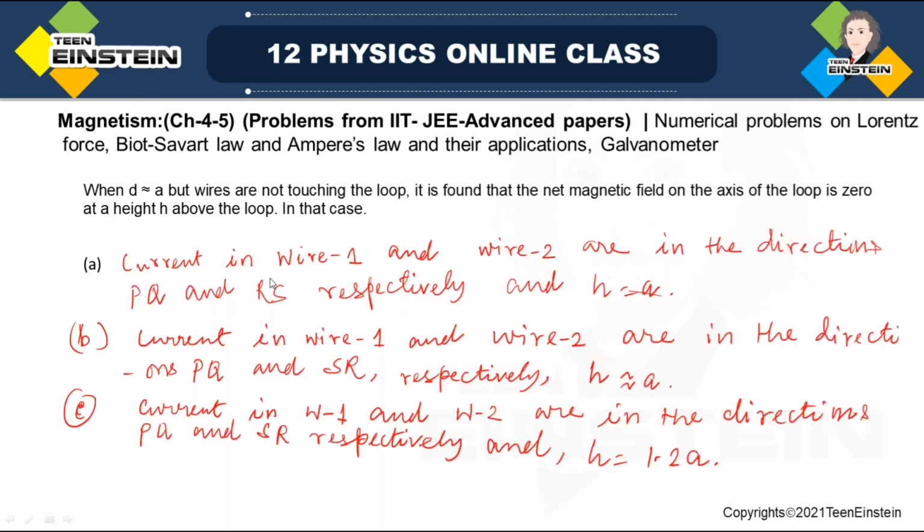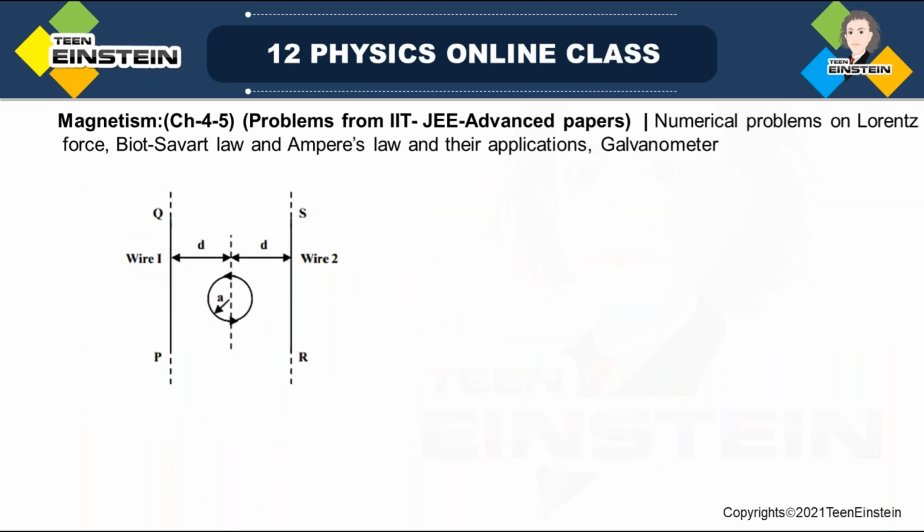See, look, the question here is that when D is equal to A, the wires are not touching the loop. It is found that the net magnetic field on the axis of the loop is 0 at height h above the loop. Okay, so the magnetic field at height, see, if I just take the loop itself here like this, from above, this is the height from the center, h.